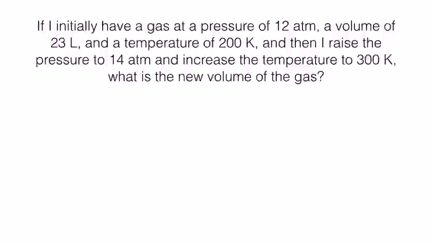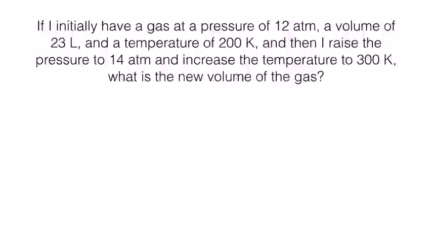If I initially have a gas at a pressure of 12 atmospheres, a volume of 23 liters, and a temperature of 200 Kelvin, and I raise the pressure to 14 atmospheres and increase the temperature to 300 Kelvin, what is the new volume of the gas? So there's a lot going on in this problem. There's nothing that is constant, there's three different variables, and none of them are the same. So this problem must involve the use of the combined gas law.